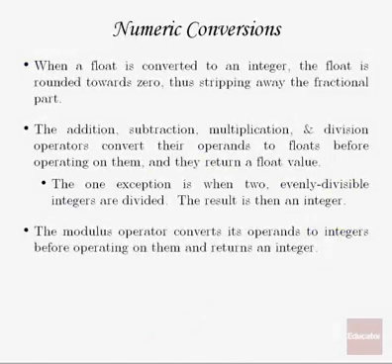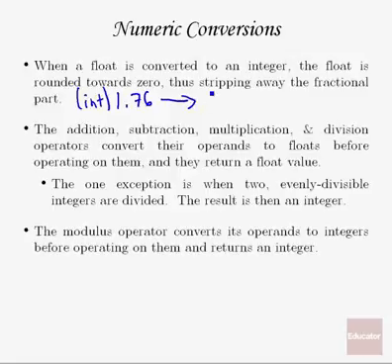So there are also some numeric conversions that happen. We talked about one earlier, and that's when you convert a float to an integer. It basically rounds down to 0 and strips off the fractional part. So if you have a number 1.76, and then you cast it to an int, its value would now just be 1. So that's something important to note.